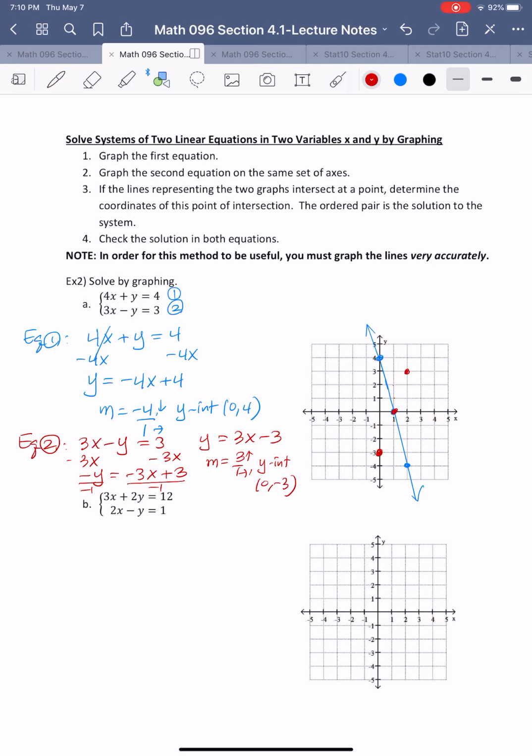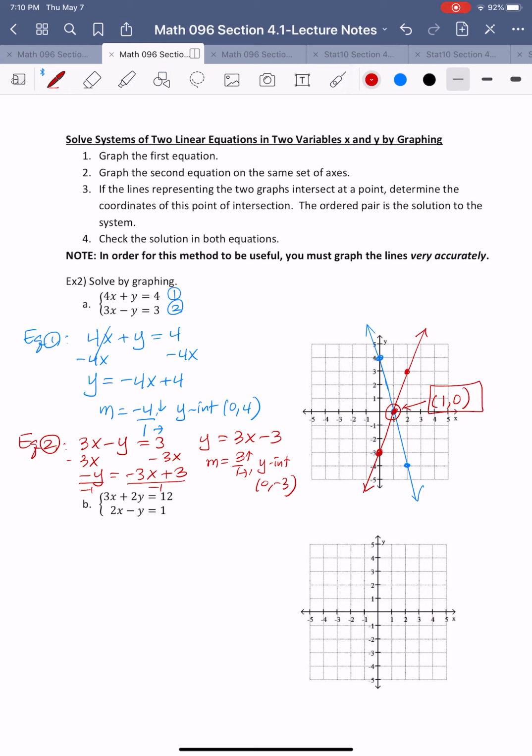And then if you connect them as a straight line, okay, and then as you notice here, there's an intersection. So the solution is this one. This is the intersection. So the intersection in ordered pair is 1 and 0. So the solution is 1 and 0.